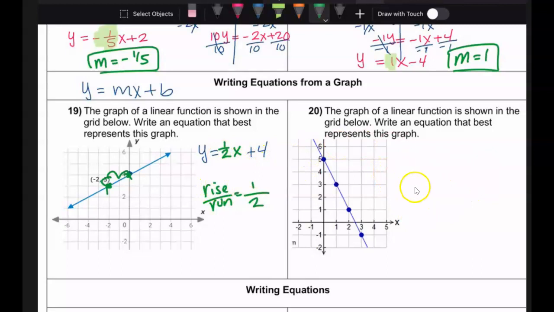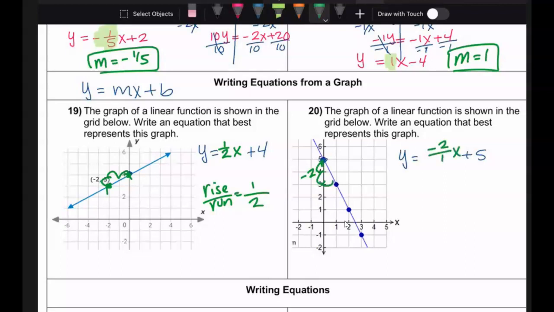You'll do the same thing here. You start by finding your y-intercept. In this case, I see I have a y-intercept of 5 because that's where my line touches the y-axis. So y equals something plus 5, since it's a positive 5. Then I will pick 2 points and find my rise over run. I'm going to go down 2, which is negative 2, and over 1. So down 2, over 1.